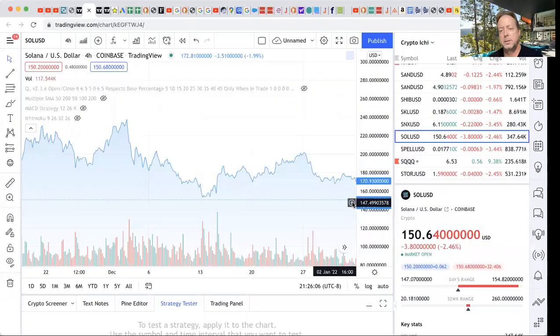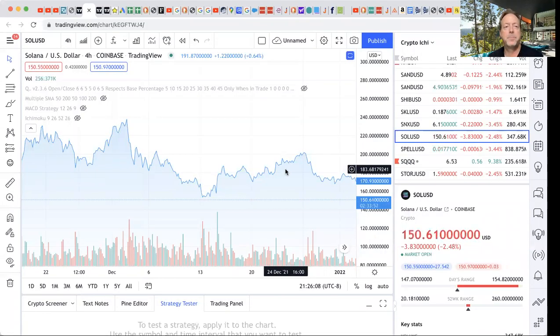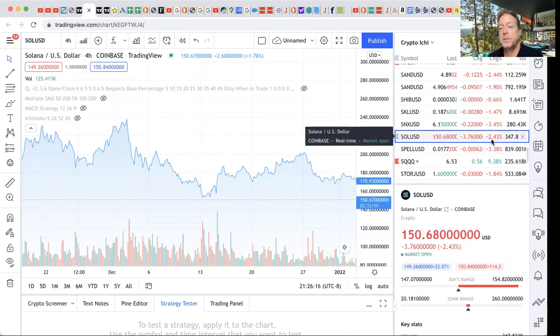But let's go ahead and take a look at Solana. All right, let me share my screen. This will be epic. Probably not. But anyway, I'm in my TradingView platform. And here's Solana. You can see it's down 2.43.